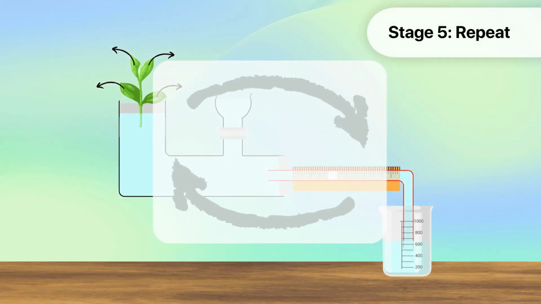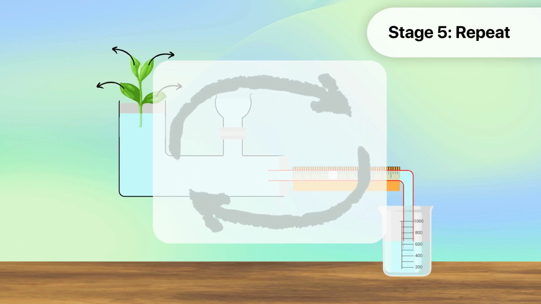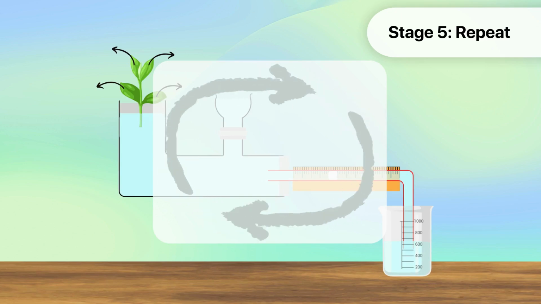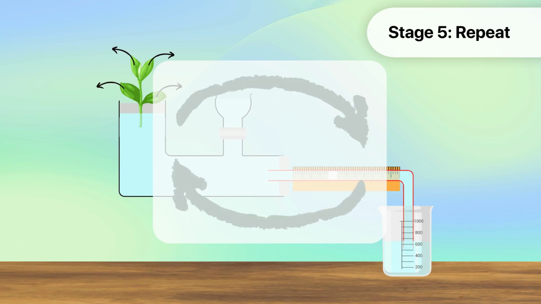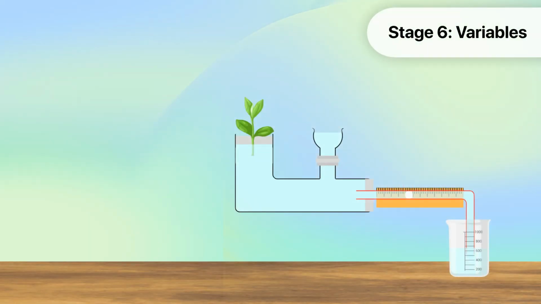Next, we must repeat the experiment to ensure that your results are consistent and reliable. Multiple trials help to eliminate anomalies and provide more accurate data. During the repetitions of the experiment, you can modify one variable while keeping everything else constant. This will allow us to observe which factors shape the rate of transpiration.